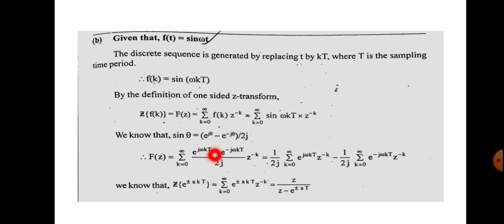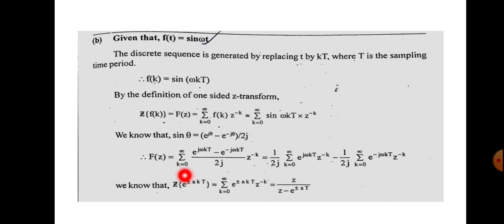Here you can separate the terms by multiplying with z raised to minus k. So you will be getting 1 by 2j into sigma k equal to 0 to infinity e raised to j omega kt into z raised to minus k, minus 1 by 2j into sigma k equal to 0 to infinity e raised to minus j omega kt into z raised to minus k.